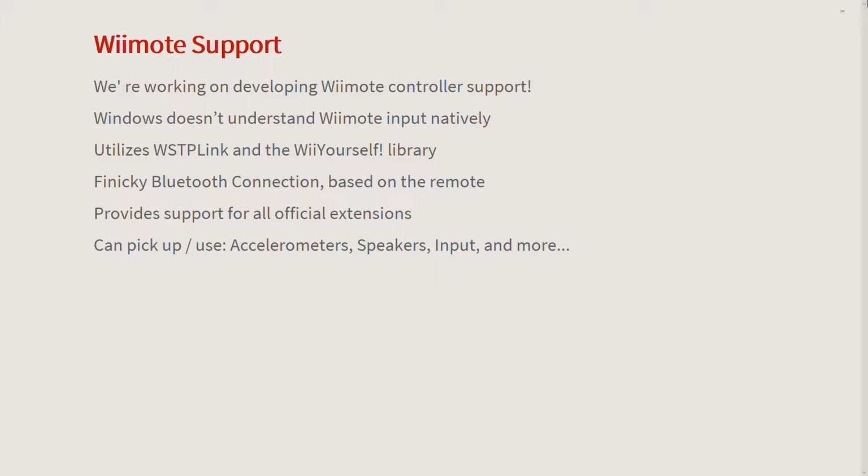As it turns out, at least on Windows, while Windows can pick up a Wiimote via Bluetooth, it doesn't actually understand the input it's sending. So I ended up designing a WSTP link program that would connect to these Wiimote drivers, using the WiiYourself library, and would also send that data up to Mathematica so that we could pull it and connect there and be passed forward into Unity.